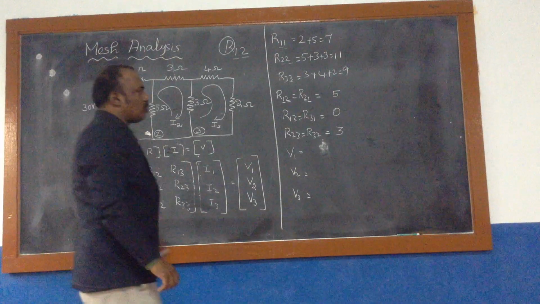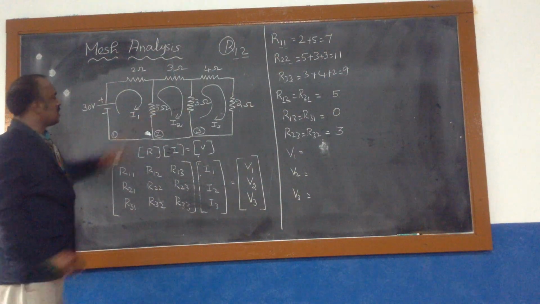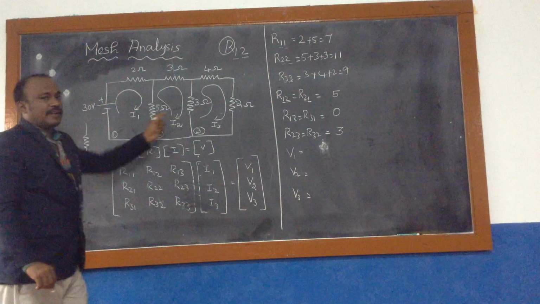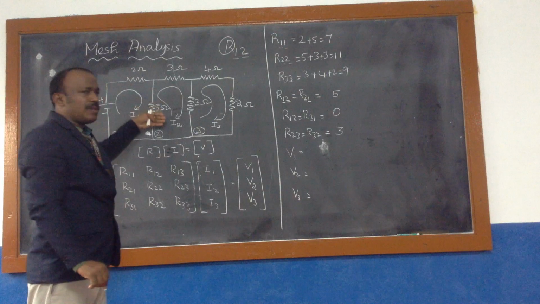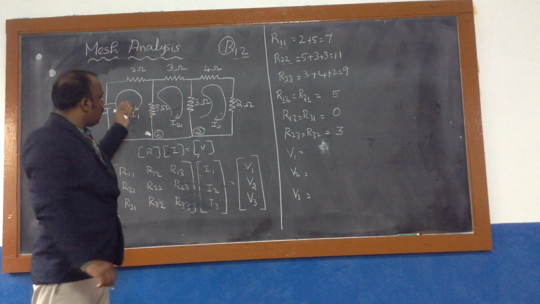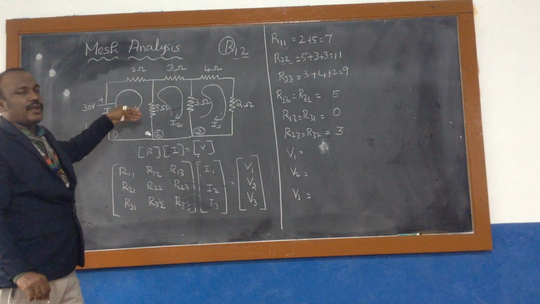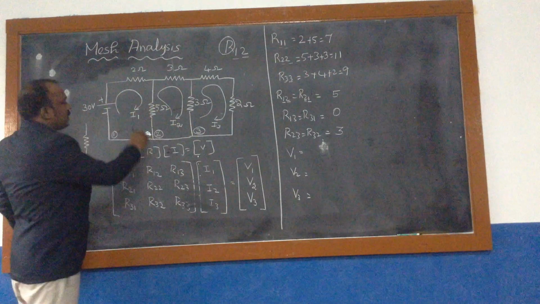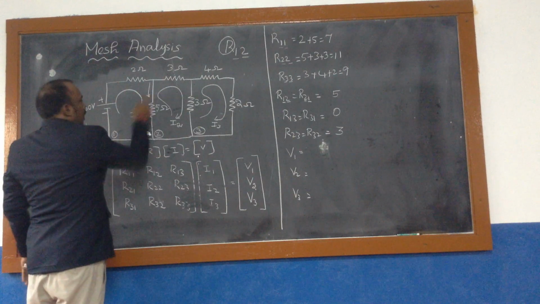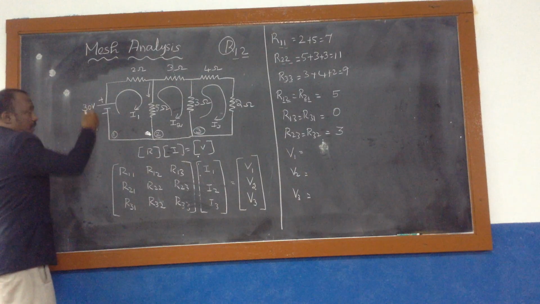When you take R12, what is the resistance? 5 ohm resistor. What is the current flowing through the 5 ohm resistor? Since this 5 ohm is common to the first loop and second loop, both currents I1 and I2 are coming, so we need to consider both. I1 flows in this direction, from the top to bottom.